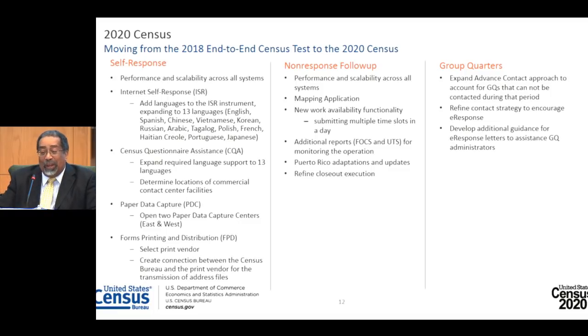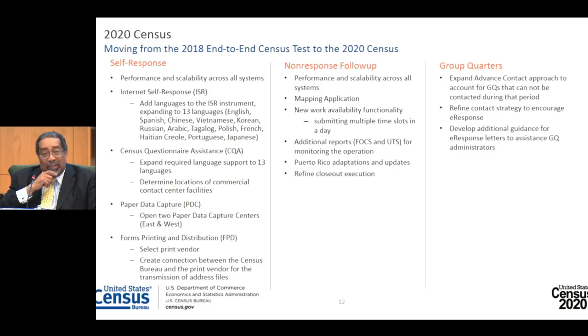For our non-response follow-up work remaining, we still have a mapping application, new work availability functionality, and just to re-explain that, if you don't remember, work availability is when a worker puts in the hours that they will be available so we can match it up with the workload and the best opportunities to do the interviewing in their geography.